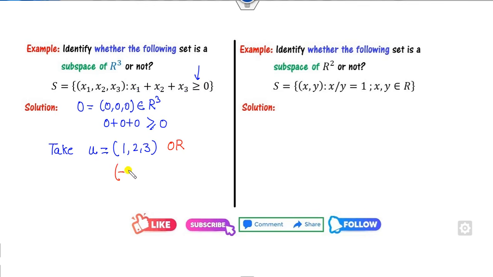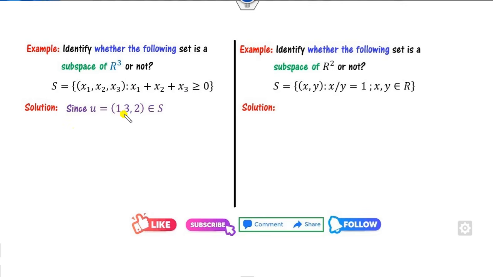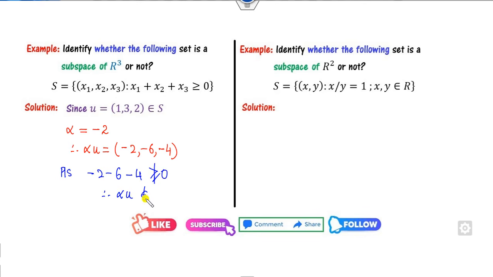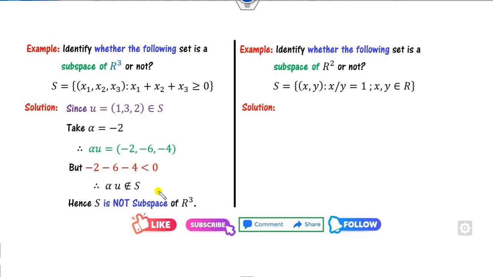So you may choose this as minus 1, this as minus 2. So I can choose this number as 4, so that the sum will be greater than 0, or you can choose any number. So let's say, always remember in your examination you have to satisfy the 0 property also. Now can you choose alpha as any number? If I choose alpha as minus 2, then what will be my alpha u? Minus 2, minus 6, minus 4. Does it satisfy this property? Now minus 2, minus 6, minus 4, does it not satisfy greater than 0? Therefore this is not a subspace.